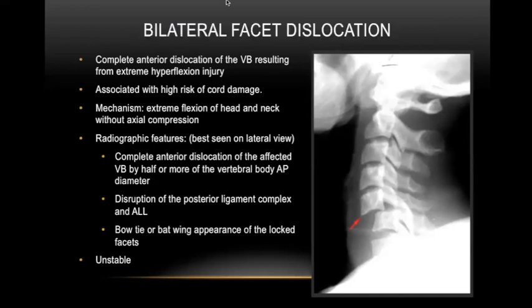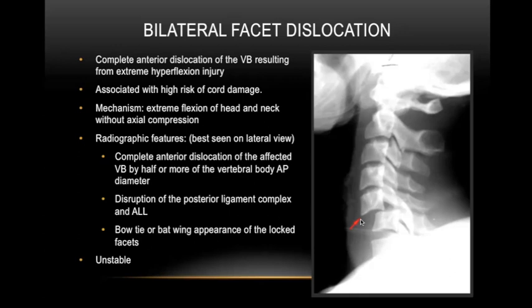All right. Next, you have bilateral facet dislocation. So it's a complete anterior dislocation of the vertebral body resulting from extreme hyperflexion injury. So associated with high risk of cord damage, and the mechanism is extreme flexion of the head and neck without axial compression. So best seen on lateral view, there's a complete anterior dislocation of the affected vertebral body by half or more. So bilateral compared to unilateral, bilateral facet dislocation usually more than or half of the vertebral body yang the other side. So you can see this is more than the vertebral body superiorly.